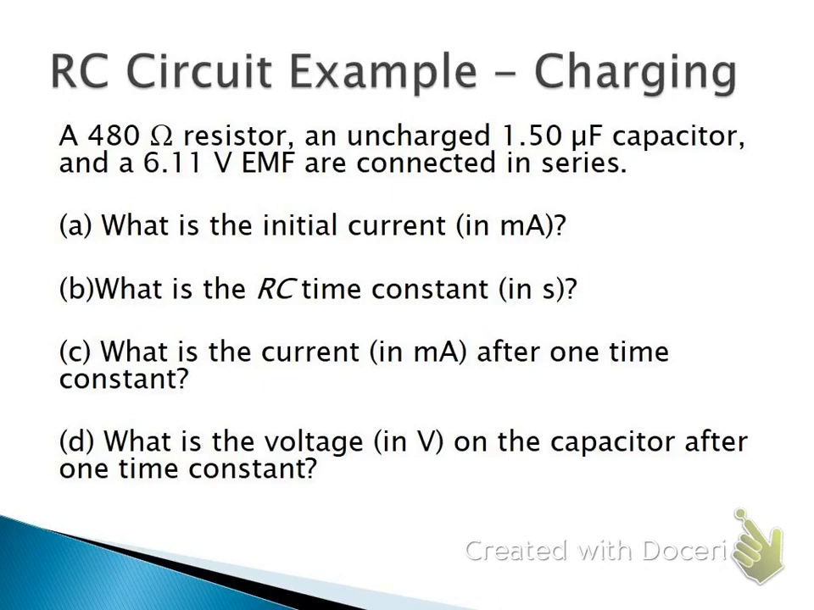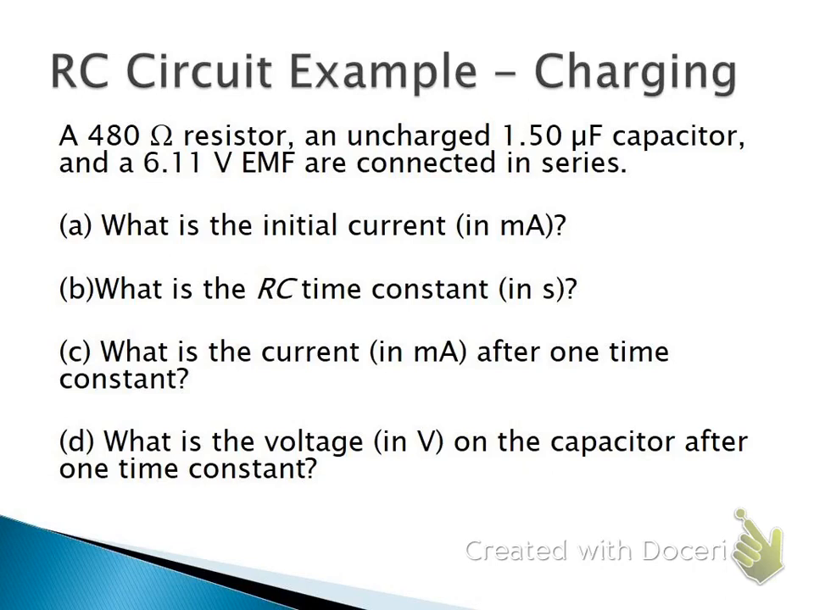Let's run through some RC circuit examples real quick. A 480 ohm resistor is connected to a 1.5 microfarad capacitor, which doesn't have a charge on it, in series with a 6.11 volt battery. So what's the initial current?